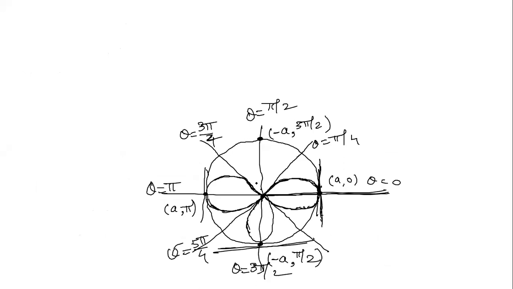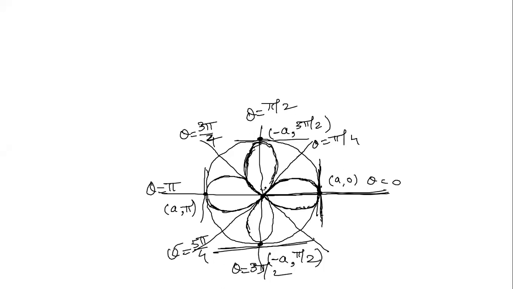And after that, finally, theta equal to 6 pi by 4 means 3 pi by 2. Theta equal to 3 pi by 2, r equal to minus a. So we have to draw a loop in opposite direction. Theta equal to pi by 4 is tangent. Similarly, theta equal to 3 pi by 4 is another tangent, and phi equal to 90 degrees. So this is going to be the rose curve.